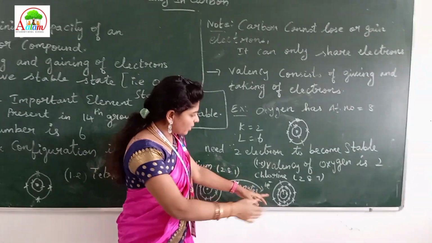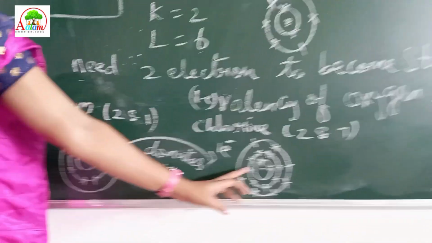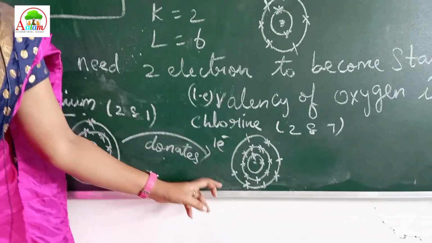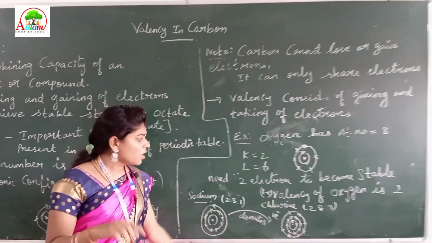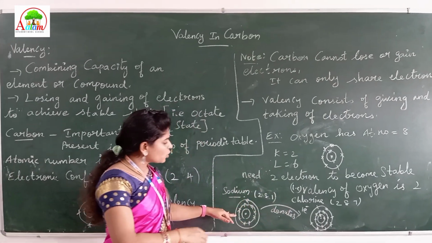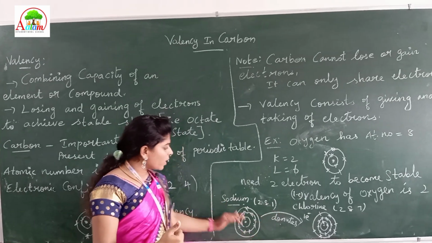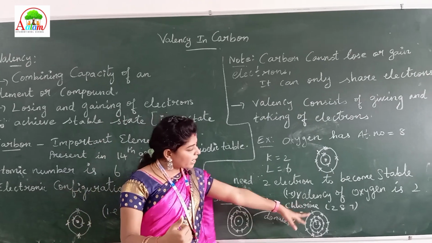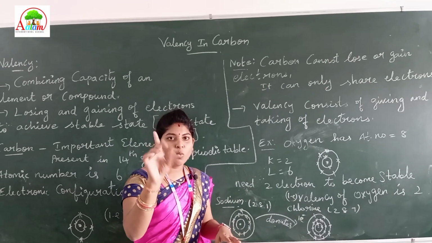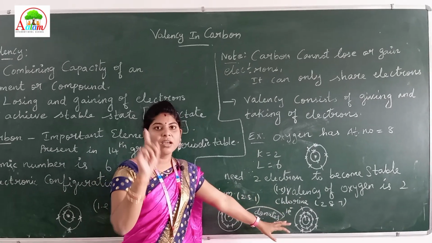So it is donating the electron to chlorine. Chlorine has an atomic number 17. So first 2, next 8, next 7. In the outermost shell of chlorine there are 7 electrons. For chlorine it is easy to gain 1 electron from the other element, but for sodium it is difficult to gain 7 electrons. That's why sodium donates 1 electron to chlorine. So finally this compound, sodium chloride, has a valency of 1.